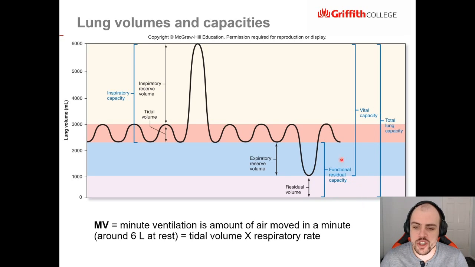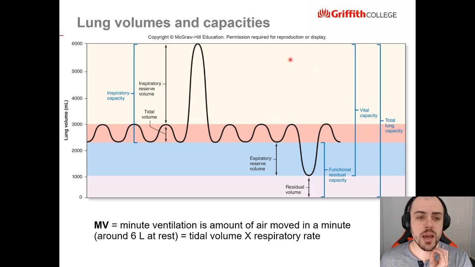Then our functional residual capacity, this is how much air you have in your lungs before taking a breath in, okay? This is how much you can forcefully breathe out of your mouth and how much air you've got left over in your lungs. Now, we look at our vital capacity, VC, okay?